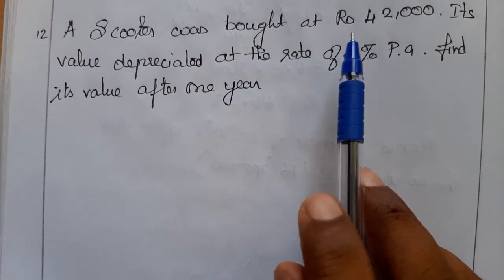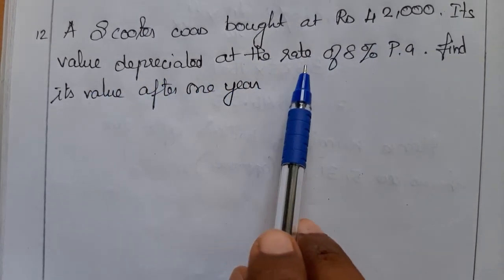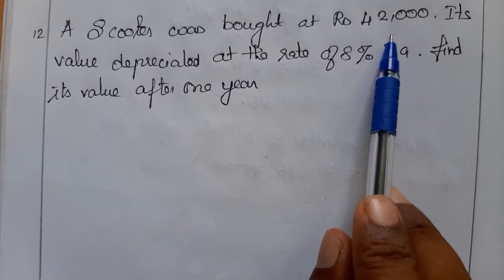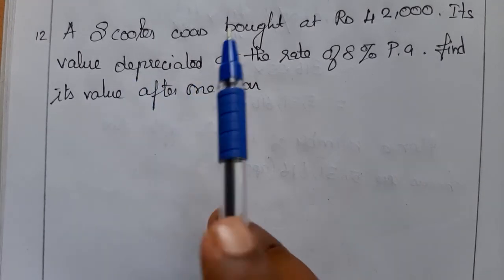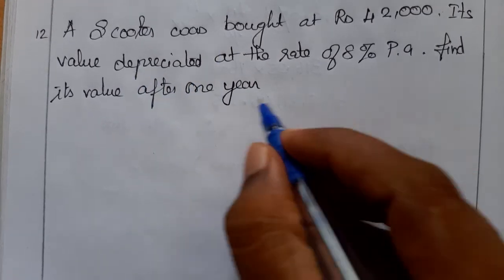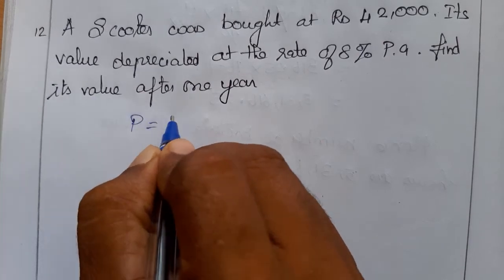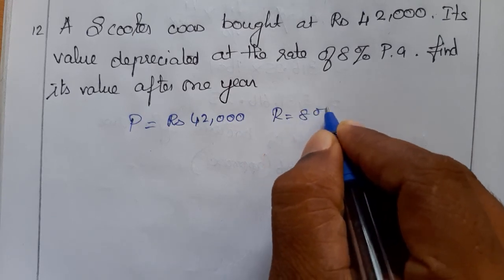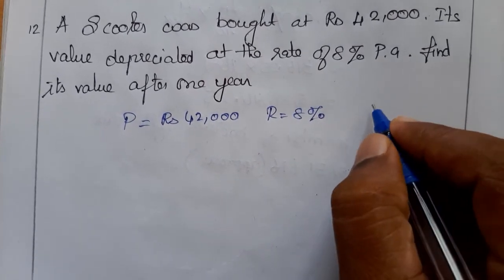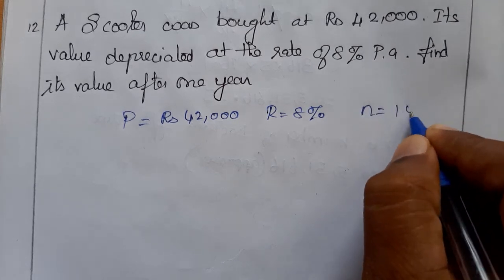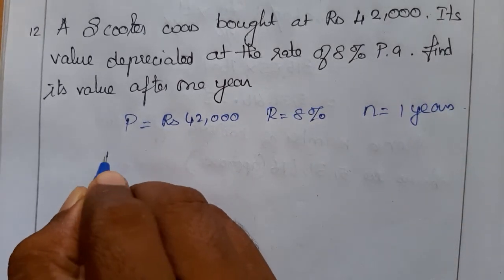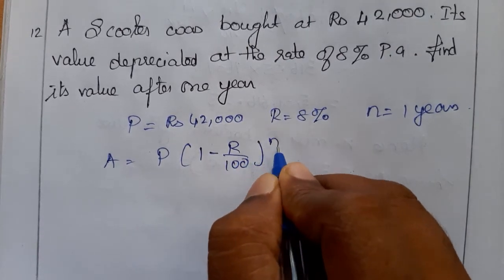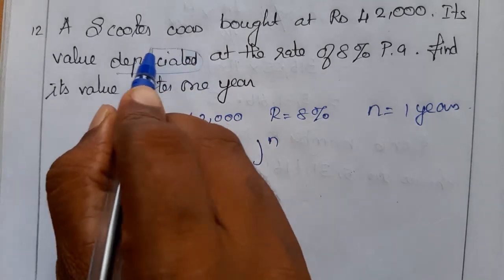A scooter was bought at rupees 42,000. Its value depreciates at 8% per annum. Find its value after 1 year. Here it is also about a year, but it is depreciated, so it is decreased. So in the formula we have to use subtraction. Initially they bought for a principal of rupees 42,000 and the rate is 8%, but it is depreciated, so we have to put negative, and n is equal to 1 year, right? So the amount is equal to principal into (1 minus r by 100) the whole power n. We put subtraction here since the situation is depreciation, meaning decreasing.